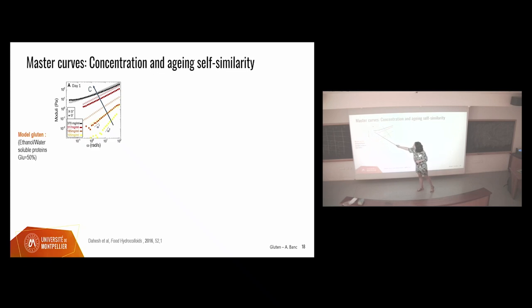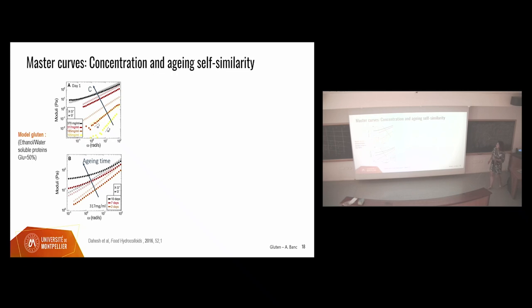G' which is higher than G'' at low frequency. There's a crossing of G' and G''. So we start from a viscoelastic liquid, and we finish with a viscoelastic solid. And for a given concentration, if we measure the sample as a function of aging time, we observe a similar transition. Here we start from a power law regime, which I will describe later, characteristic of a critical gel. And as you increase the aging time, the low frequency modulus increases.